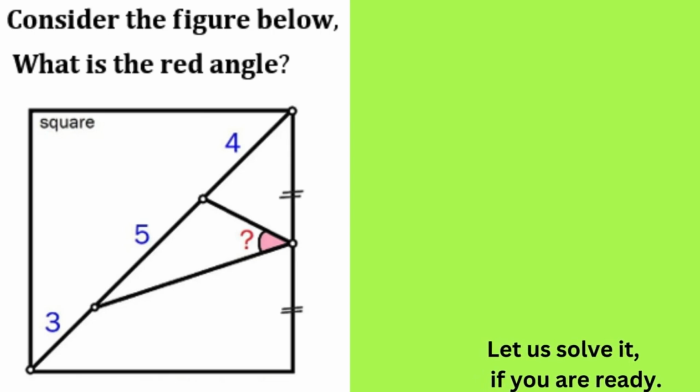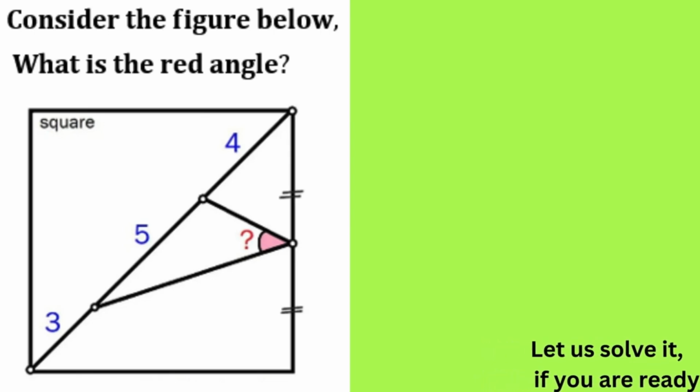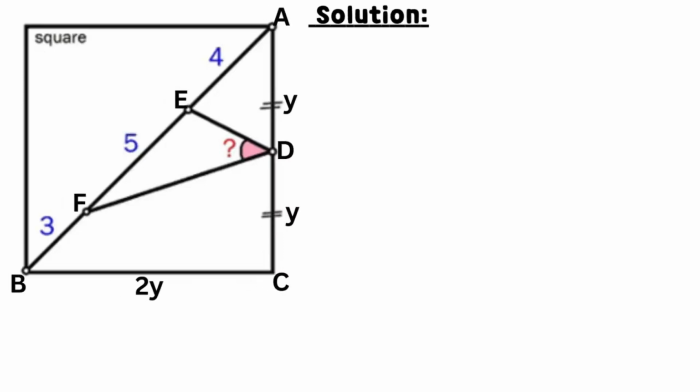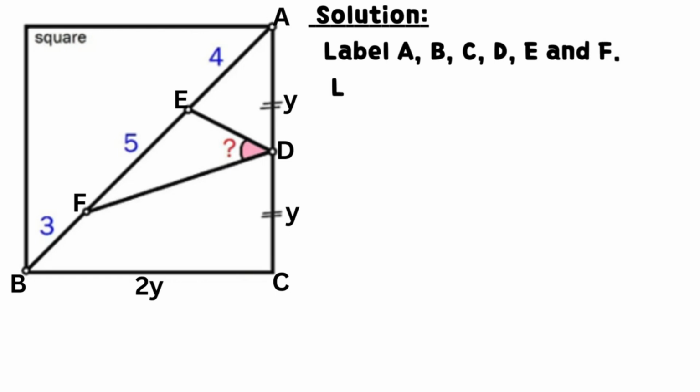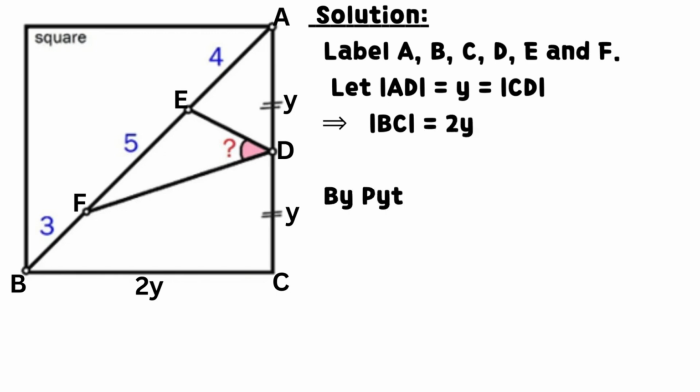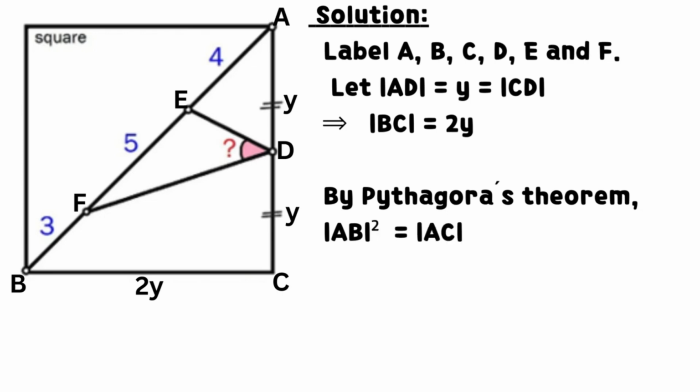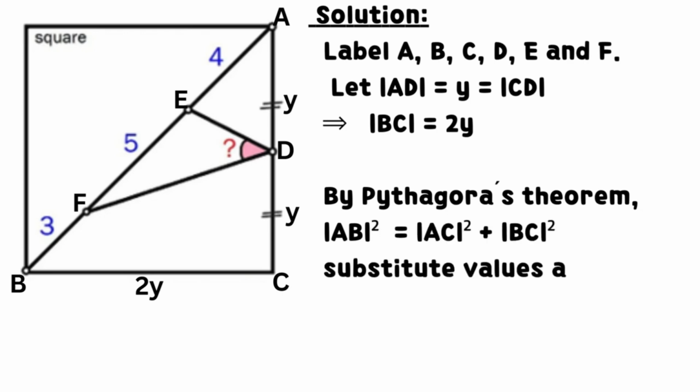Consider the given figure. What is the value of the angle with red label? Label A, B, C, D, E, and F. Let line A, D equal Y, which also equals line C, D. It implies that line B, C equals Y.